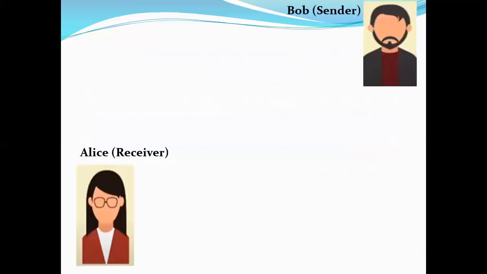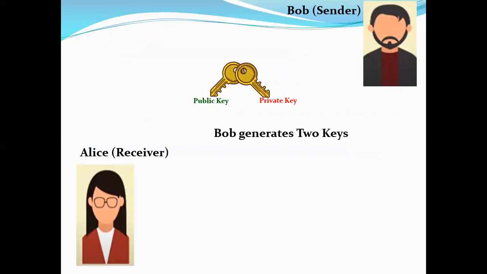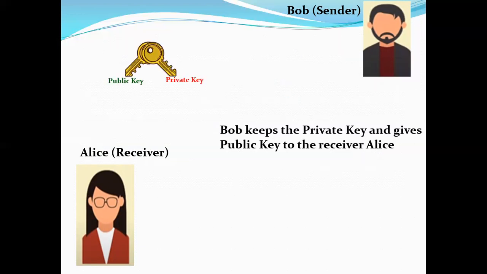Now, let me demonstrate how digital signature works. First, Bob generates two keys, one public key and one private key. Now, Bob keeps the private key and gives the public key to the receiver Alice. Now, first Bob creates a memo.